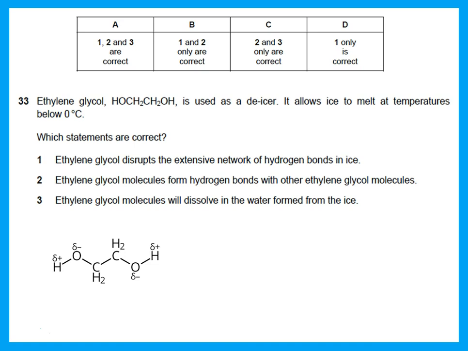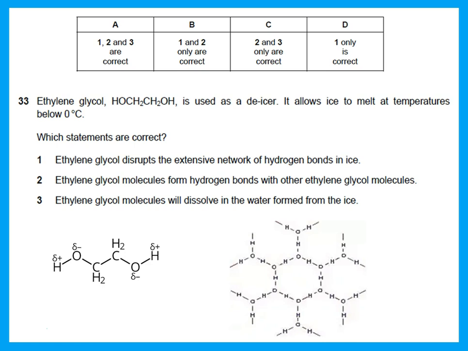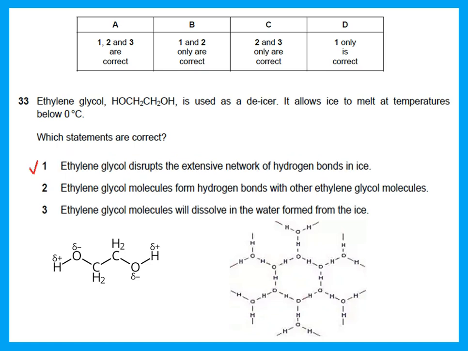So the first statement says ethylene glycol disrupts the extensive network of hydrogen bonds in ice. Well, this is ice. Remember, ice means the water molecules come nearer to each other, they form hydrogen bonds, and they're stuck in this kind of structure. And we said this is why ice has lower density than water, which normally is not applicable to other solids. Most solids are more dense than their liquid form, except for ice. So yes, the ethylene glycol can form hydrogen bonds with this structure, so it would disrupt the extensive network of hydrogen bonds.